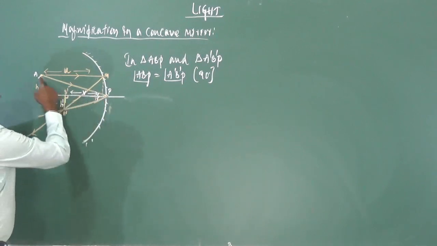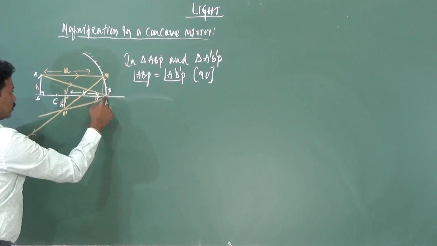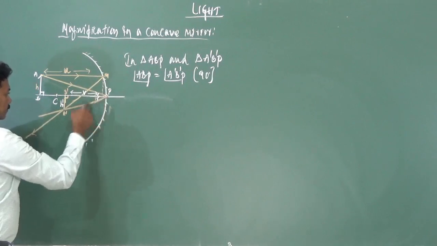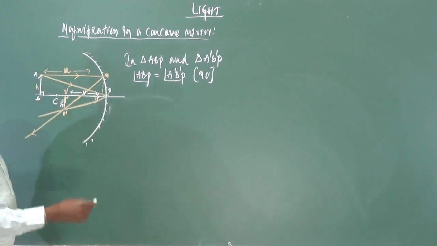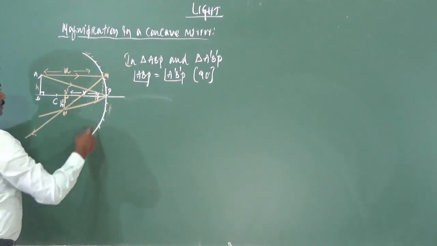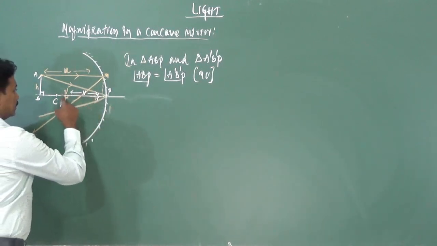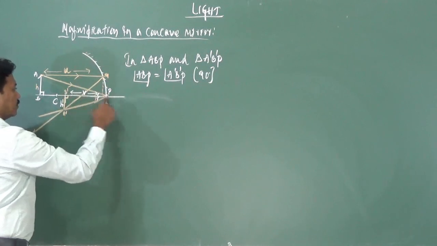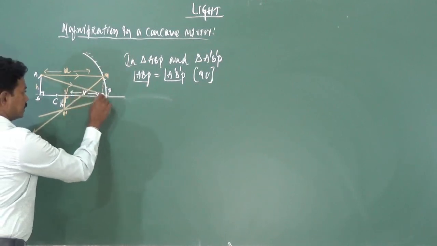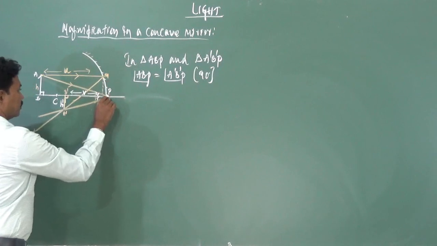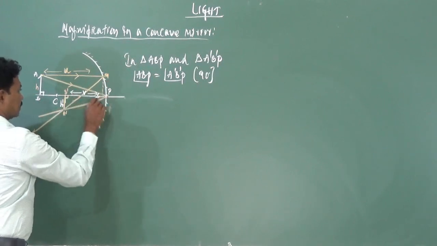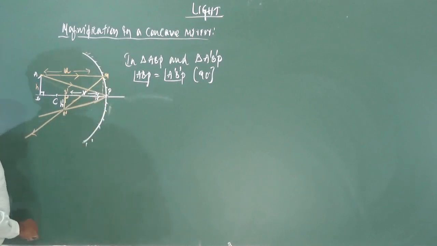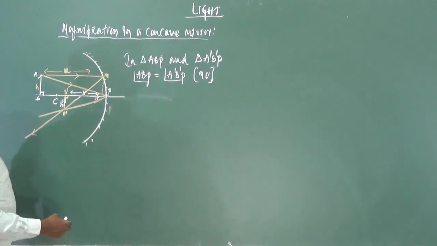Because the incident light ray is incident on the pole of the mirror, it gets reflected as though this pole acts as a plane mirror. I had told you in the previous classes. So therefore, the principal axis acts as a normal. The angle between the incident light ray and the normal is the angle of incidence, and the angle between the reflected light ray and the normal is called the angle of reflection. So according to the laws of reflection, both the angles are equal.